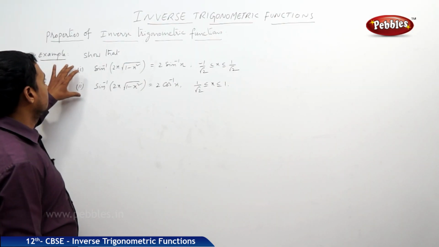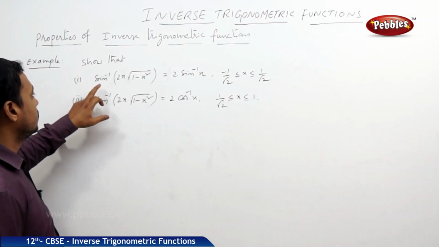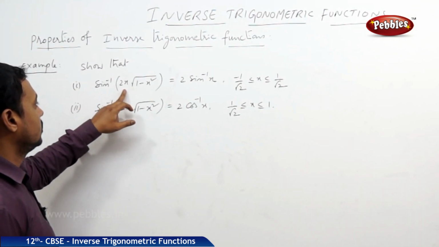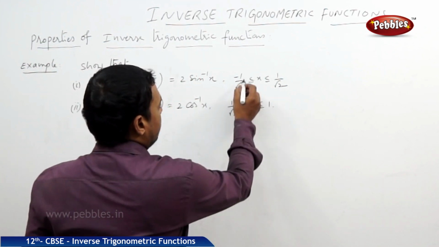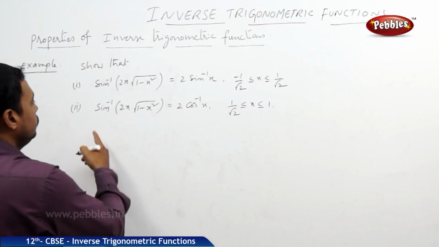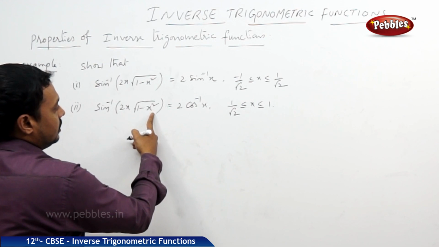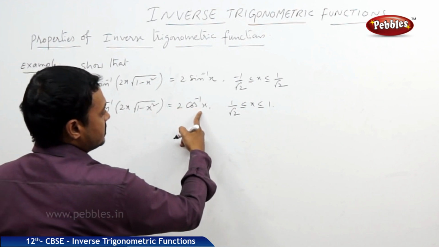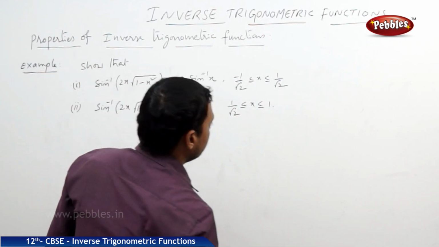Now here is an example problem. Show that sin inverse of 2x root of (1 minus x²) is 2 sin inverse x for minus 1 by root 2 less than or equal to x less than or equal to 1 by root 2, and sin inverse of 2x root of (1 minus x²) is equal to 2 cos inverse x when 1 by root 2 is less than or equal to x less than or equal to 1.